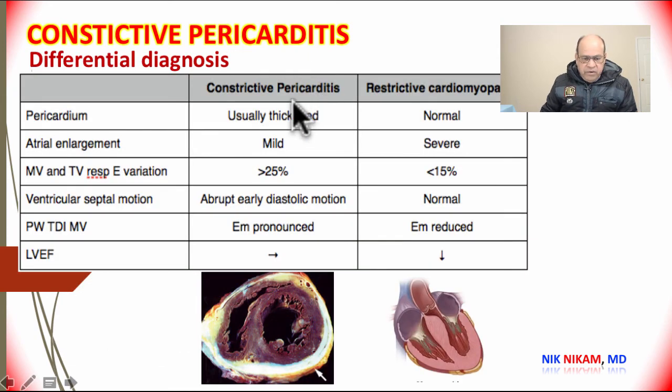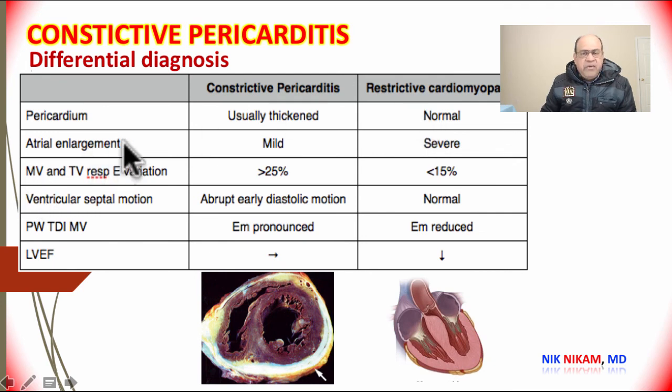Let's talk about some of the differences between constrictive pericarditis and restrictive cardiomyopathy. We already touched upon some of the tissue Doppler findings. Now let's look at some other features that will help us to differentiate between these two conditions. The pericardium in patients with constrictive pericarditis is undoubtedly thickened, it is calcified, it is fibrotic, whereas the pericardium is normal in patients with restrictive cardiomyopathy.